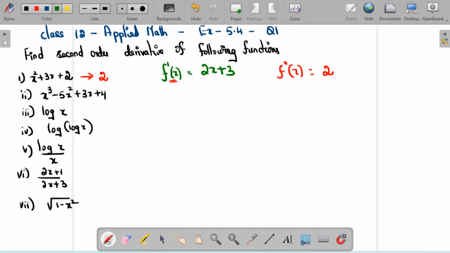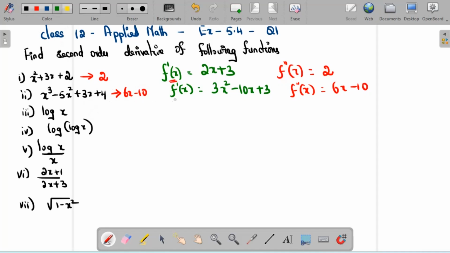Now let's take up the second question. So let's calculate the first order derivative. So f dash of x is going to be equal to 3x squared minus 10x plus 3. Now let's calculate the second order derivative, which is the differentiation of the first order derivative. So f double dash of x is going to be 6x minus 10. So the answer for the second question is 6x minus 10.